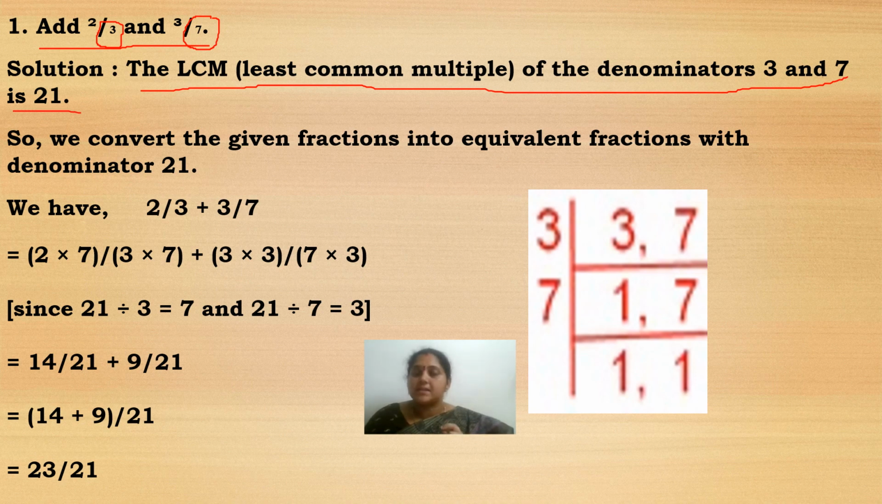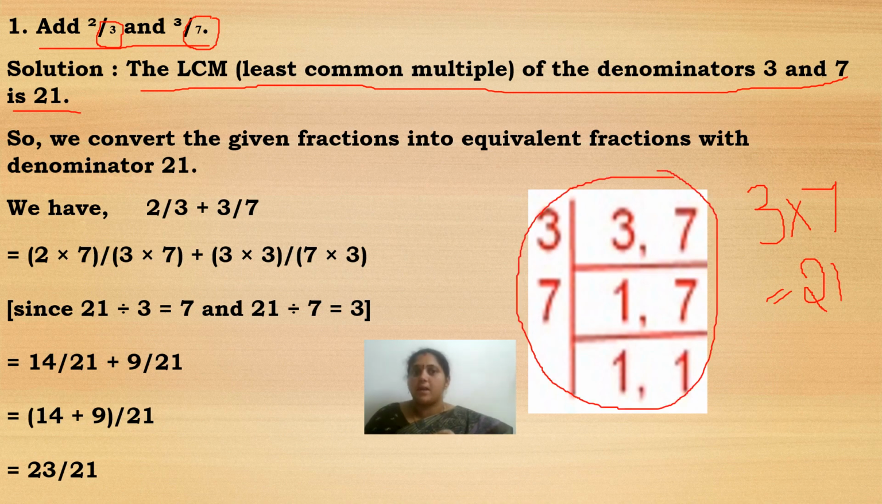How are we getting it as 21? Because if we observe, 3 and 7 are in different tables, so we can directly multiply both the numbers. We get 3 into 7 is equal to 21. If you see the prime factorization method also, you will be getting the same answer. Now what we have to do, we have to convert the given fractions into equivalent fractions with the denominator 21.